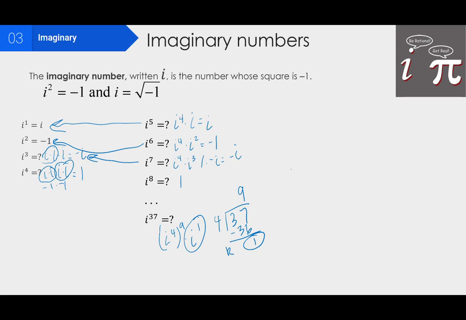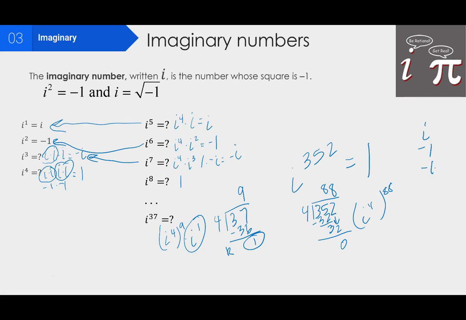To figure out really big ones, say i to the 352nd, I could take 4 into 352. It goes in 88 times, 32 again, with 0 remainder. So it lands where i to the fourth is, and this is equal to 1. It's really i to the fourth, 88 times itself. So you can figure it out with the pattern of i, -1, -i, and 1. That pattern is just going to repeat every 4 exponents, so you can figure it out for really large powers of i.